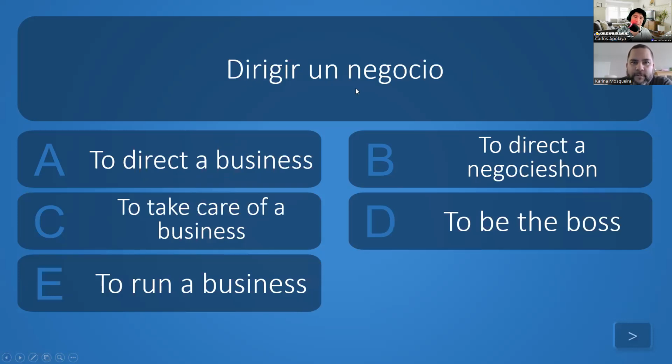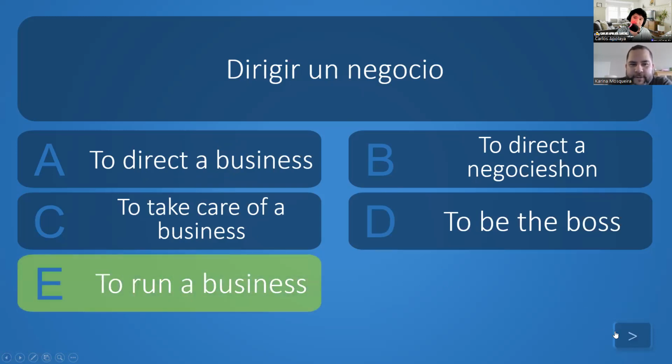Dirigir un negocio. How do you say this sentence in English? To run a business. To run a business. And that's all. Thank you so much. You passed this test. Congratulations. You have a good command of some common words in English. Let's continue. Next, another fun topic for today.